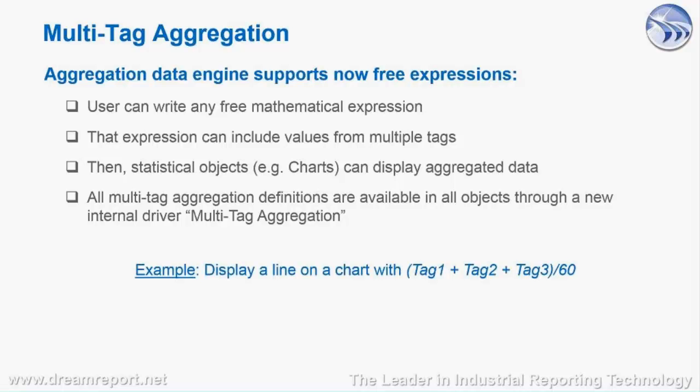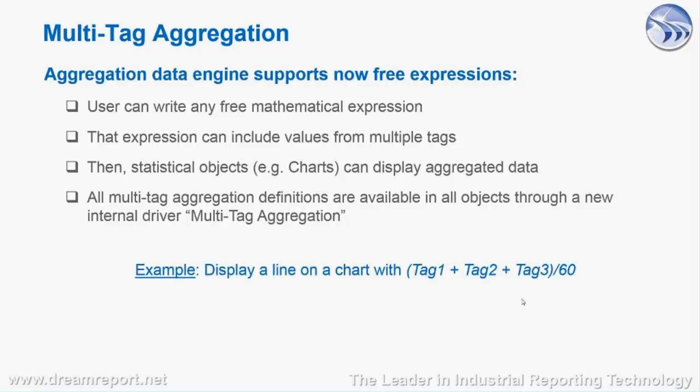Another new feature is a configuration feature called multi-tag aggregation. What this does is allow you to create your own expressions, simple or complex mathematical or logical expressions as you want. And that expression can include values from multiple tags, different data sources. And then that is reusable anywhere in Dream Report. So you might not want to plot a raw value on a chart, but maybe align with the results of some statistical or just free-form mathematical calculation.